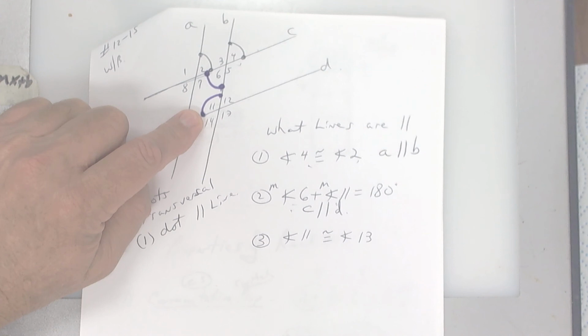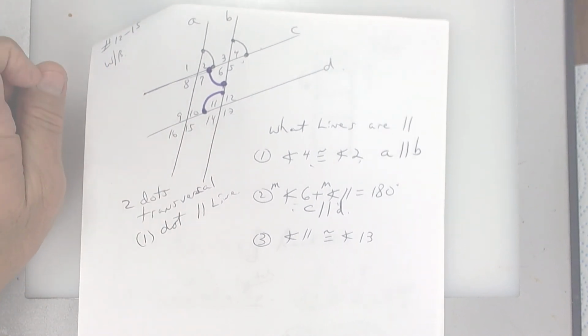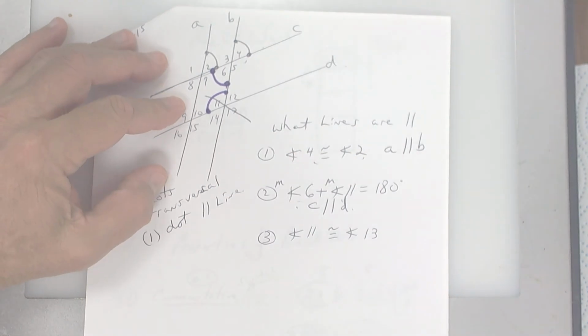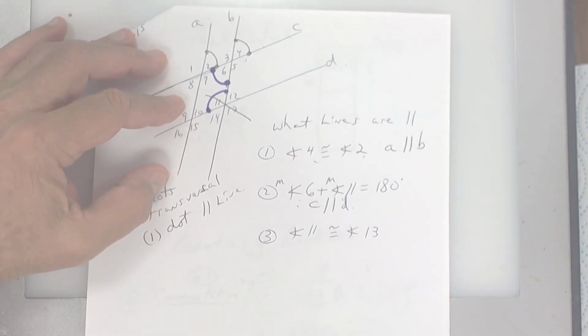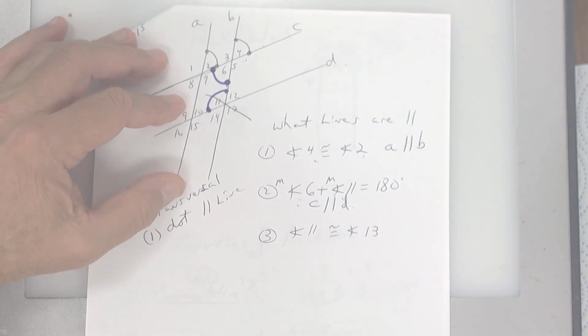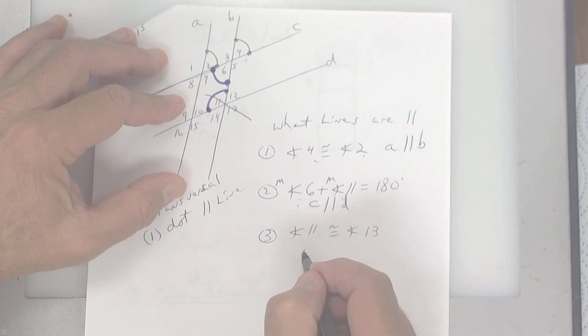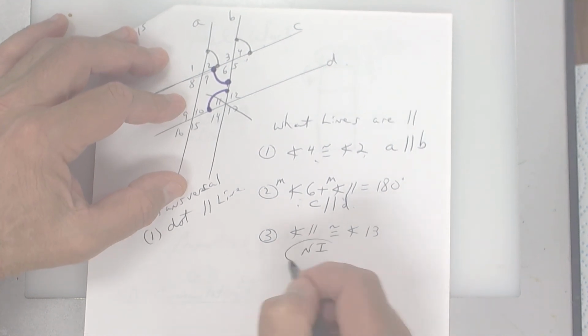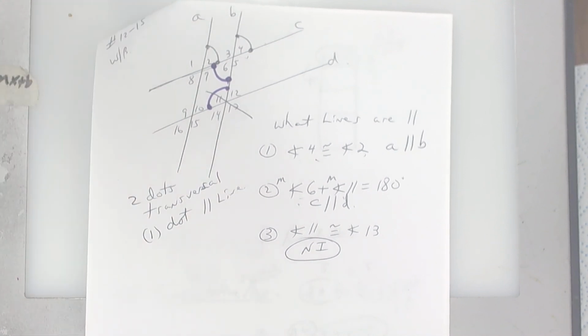Okay. All right, angle 11 and 13. 11 and 13 are vertical. And vertical angles don't prove any lines parallel. Vertical angles are congruent, but they don't prove anything. Okay, so not enough information. Okay? All right.